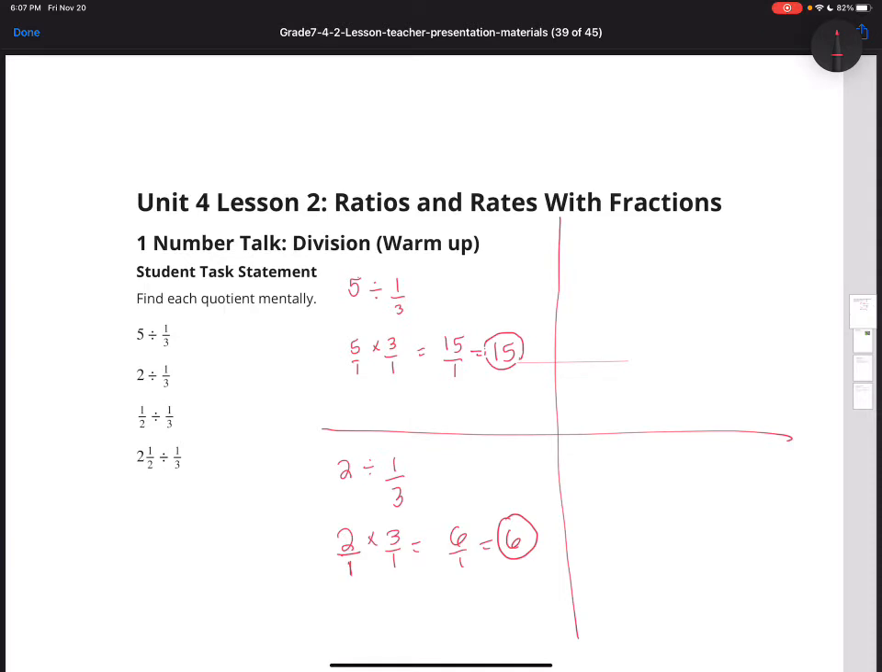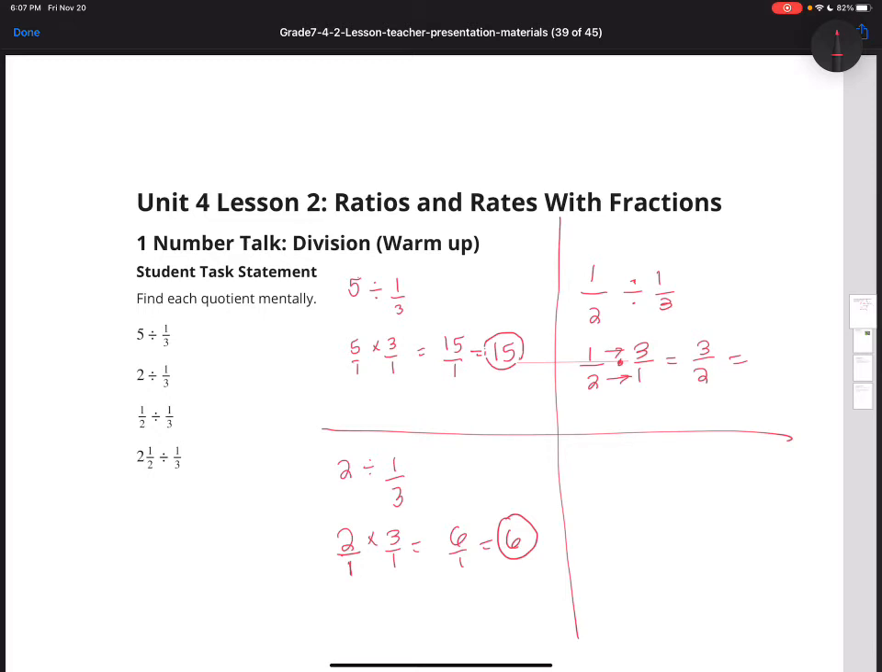Now the next one, 1/2 divided by 1/3. I want to apply the multiplicative inverse. I'm going to get 1/2 times 3 over 1. So 3 over 1, multiply, go straight across, because remember, we want to make sure that when we multiply fractions, we're going straight across and not cross multiplying, okay? Because I've been seeing that a lot lately in my classroom.